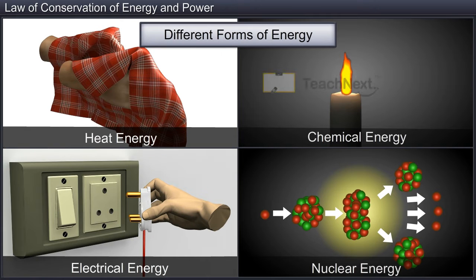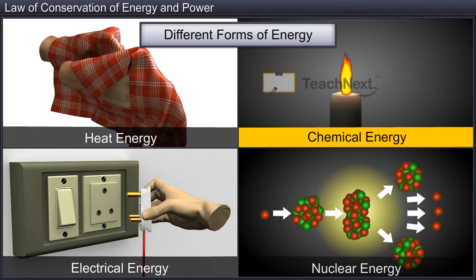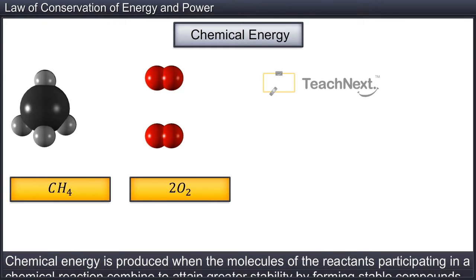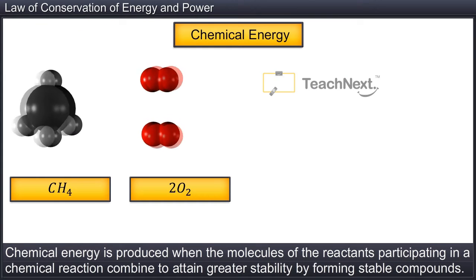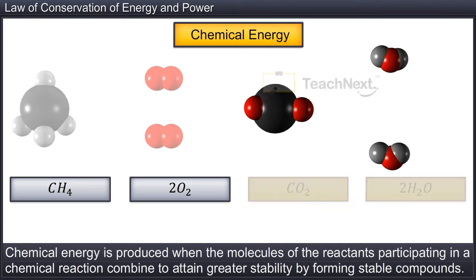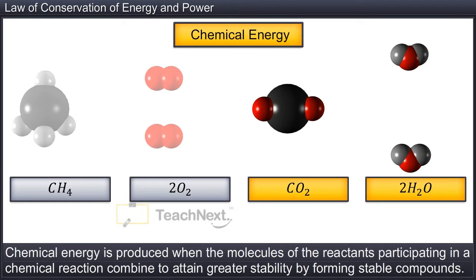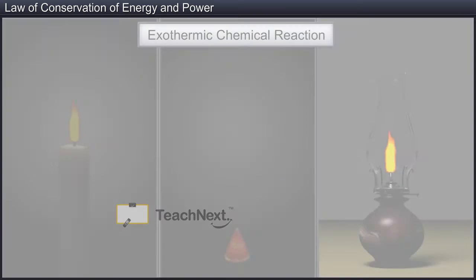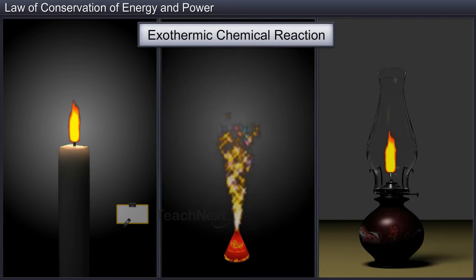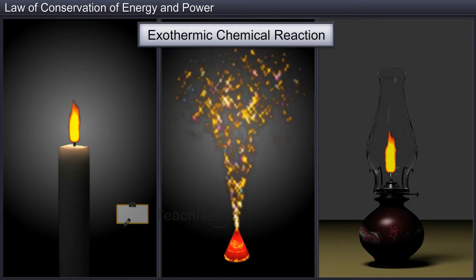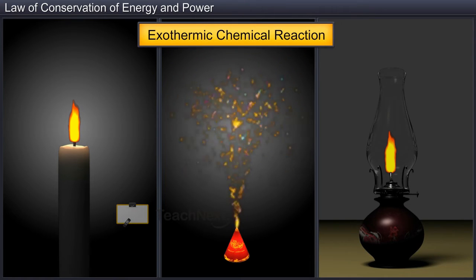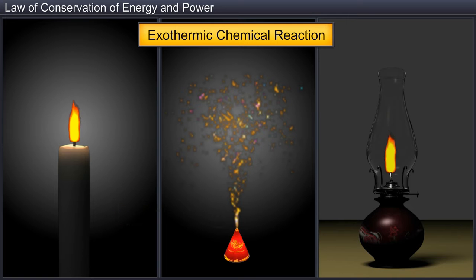Let us look at another form of energy, chemical energy. Chemical energy is produced when the molecules of the reactants participating in a chemical reaction combine to attain greater stability by forming stable compounds. The burning of any form of fuel is a chemical reaction. Burning is an exothermic chemical reaction where the chemical energy of the reactants is mainly converted into heat energy, which can later be manifested in other forms.